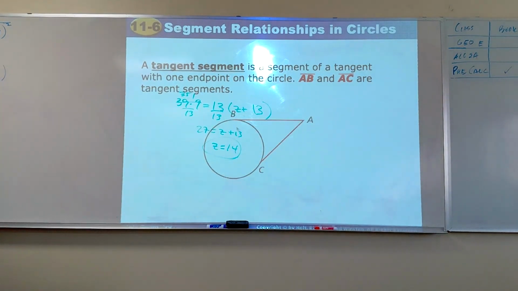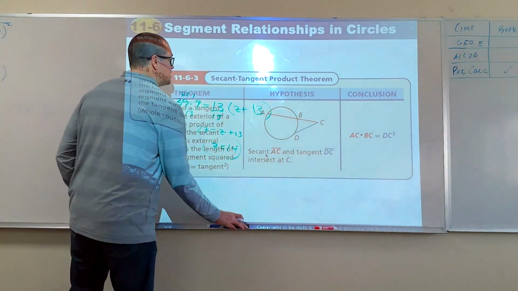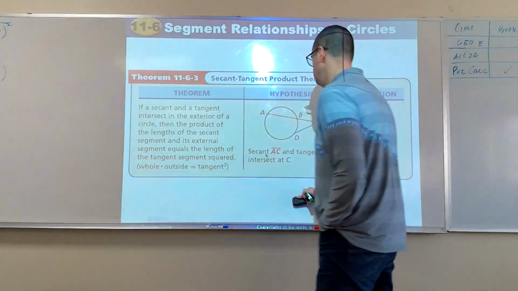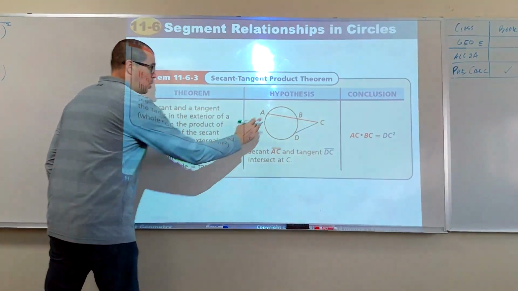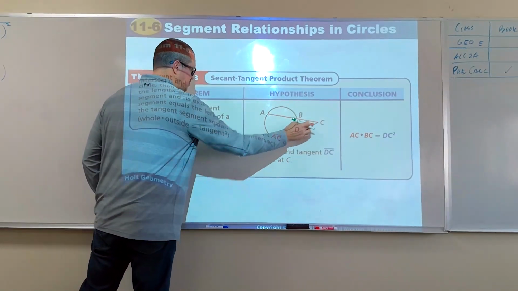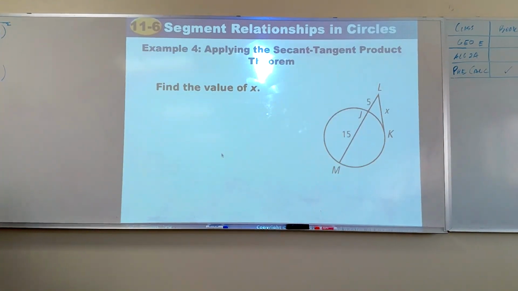Tangent. Remember, a tangent hits the circle at one spot. So the final thing here is the secant tangent product theorem. It's kind of like the secant, except you do the whole times the outside, and you set that equal to the tangent squared. So whole times outside equals tangent squared. Okay? So let's look at that.